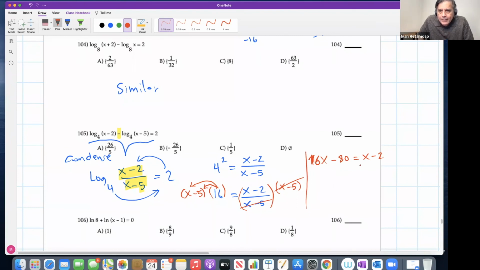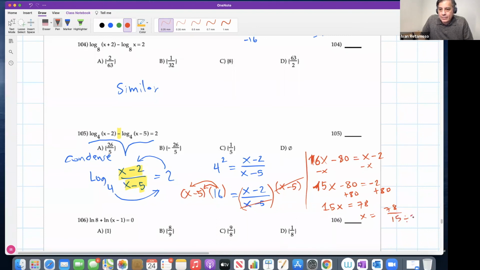And then subtracting x on both sides, I will get 15x positive, right? 15x minus 80 equal negative 2. Adding 80 to both sides, I'm going to get that 15x is equal to 80 minus 2, 78, right? Divide both sides by 15, x equals 78 over 15.